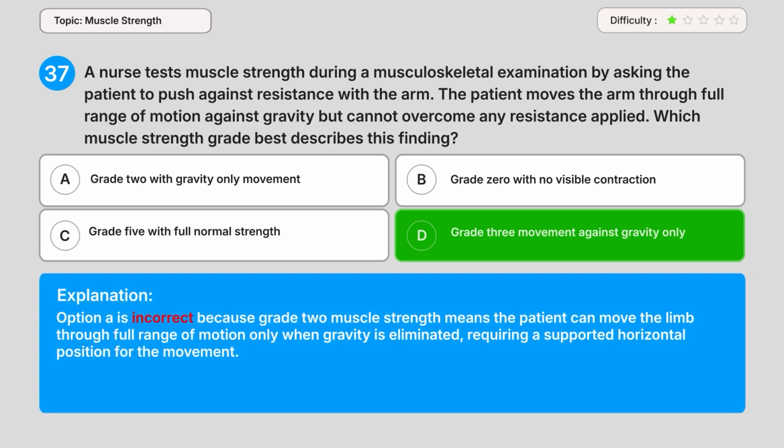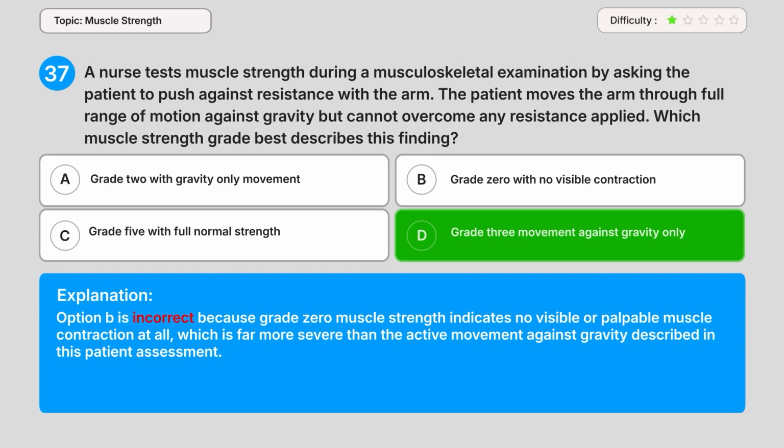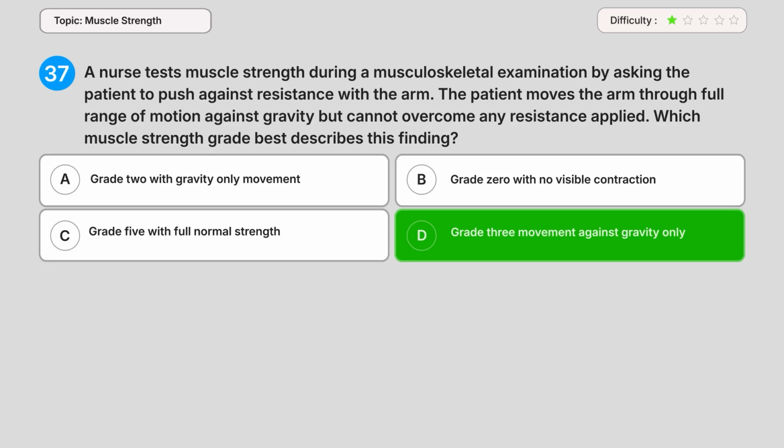Option A is incorrect because grade 2 muscle strength means the patient can move the limb through full range of motion only when gravity is eliminated, requiring a supported horizontal position for the movement. Option B is incorrect because grade 0 muscle strength indicates no visible or palpable muscle contraction at all, which is far more severe than the active movement against gravity described in this patient assessment.